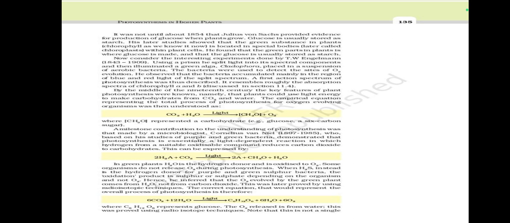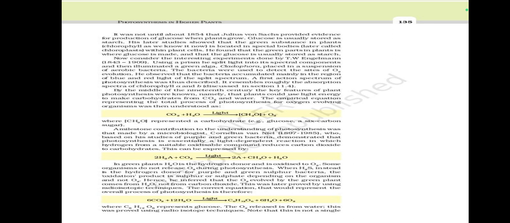By the middle of the 19th century, the key features of plant photosynthesis were known, namely that plants could use light energy to make carbohydrates from CO2 and water. The empirical equation representing the total process of photosynthesis for oxygen-evolving organisms was then understood as CO2 + H2O, in the presence of light, gives CH2O + O2, where CH2O represented the carbohydrate, for example glucose or a 6-carbon sugar.